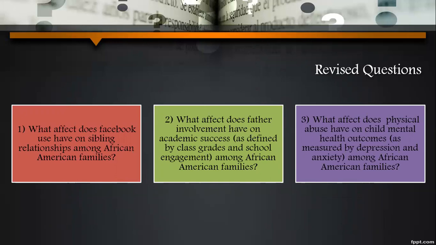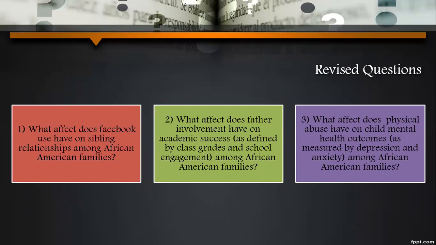So the first one now reads, what effect does Facebook usage? So we have become more specific about the type of social media use. We're specifically talking about Facebook usage. Okay, so what effect does Facebook use have on sibling relationships? So we've also become clear about which family relationship we are referring to. And among African-American families, so this is our population. The second question now reads, what effect does father involvement have on academic success as defined by class grades and school engagement among African-American families?